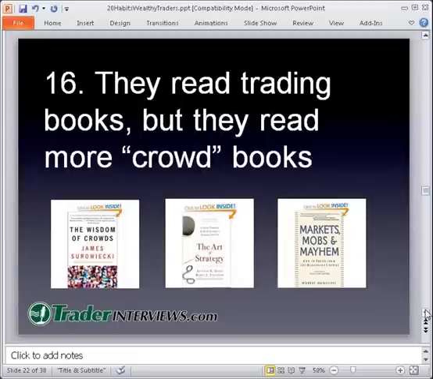Great book. It's a little more in-depth, a little more intellectual. You won't read it as quickly, but good one. And then Markets, Mobs, and Mayhem is another good standby one that will teach you about the wisdom of crowds. So get one. If I had to suggest one, I'd say go grab Wisdom of Crowds, because that's probably the best one, but you'll want to read more too.